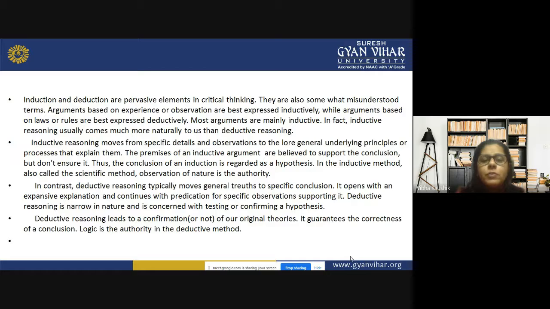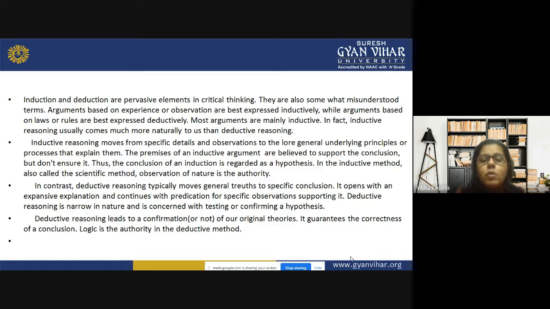Arguments based on experience or observation are best expressed inductively, while arguments based on law or rules are best expressed deductively. Most arguments are mainly inductive, meaning the approach that we use is inductive. In fact, inductive reasoning usually comes much more naturally to us than deductive reasoning. Inductive reasoning moves from specific details and observation to a general underlying principle or process that explains them.